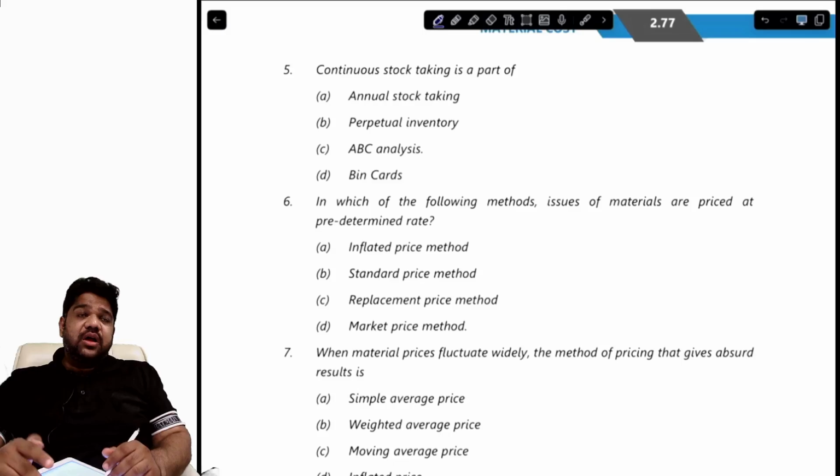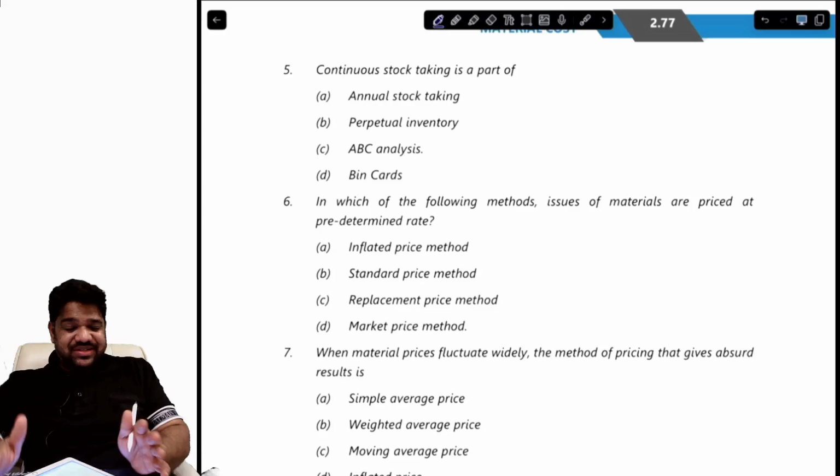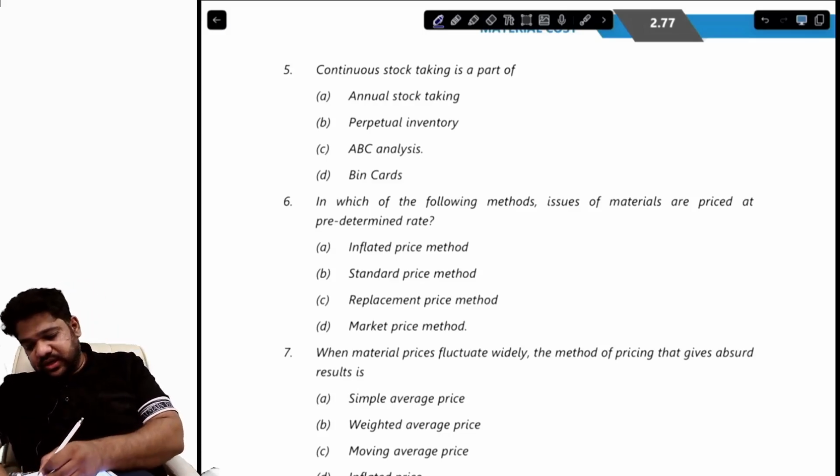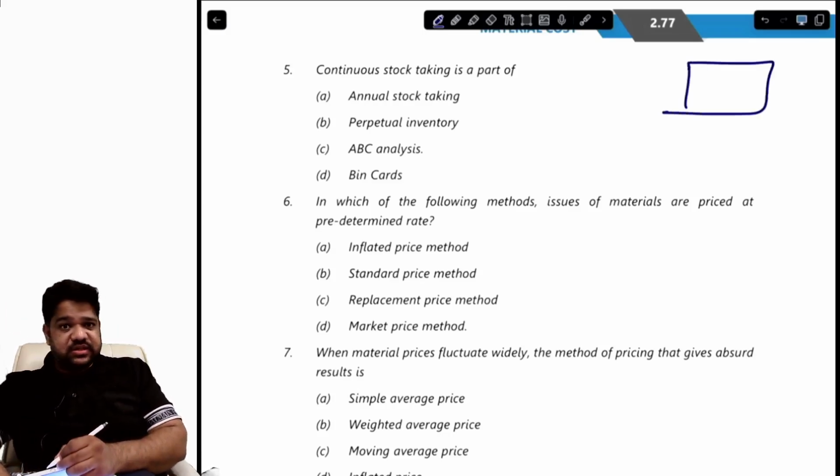Under bin card, now what is a bin card? It is a method of physical stock taking. What happens under a bin card is, let's say this is a bin.